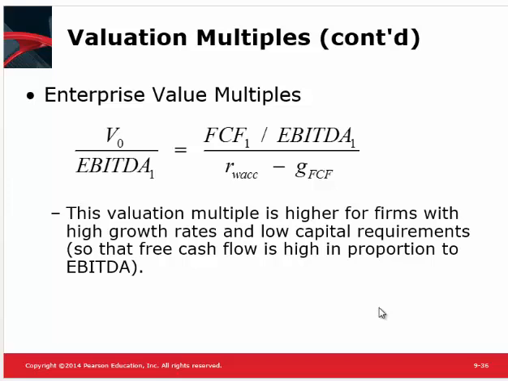What about enterprise value multiples? There's a number that's produced for us, that's calculated. It's called the enterprise value multiplier. We can find that number.